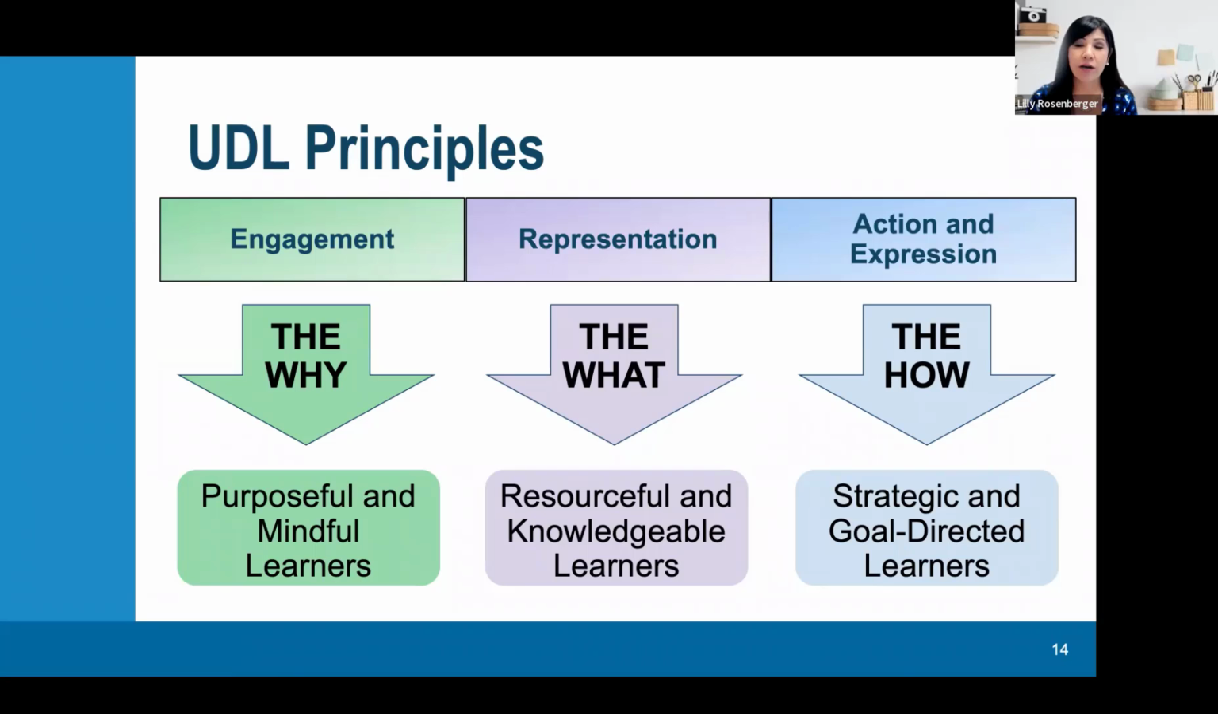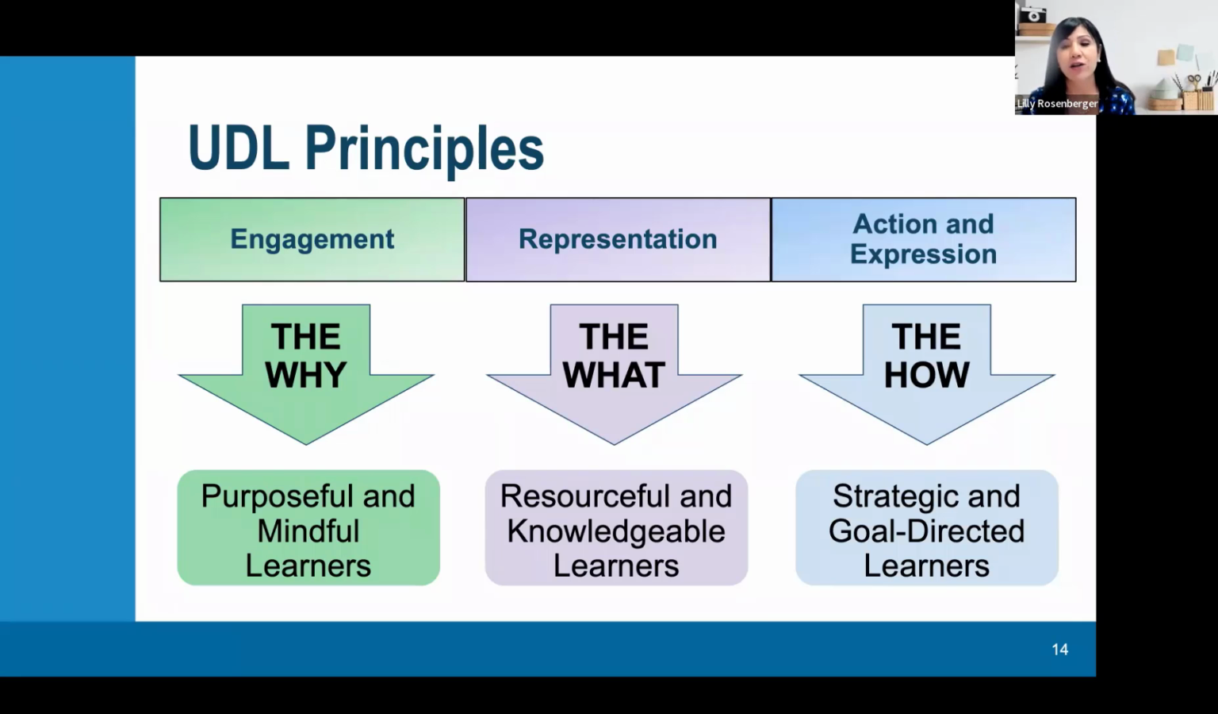The principle of representation describes the what of learning, meaning how information is conveyed to the learner. Again, there are many potential barriers around how information is presented to students, such as text type, text size, unfamiliar vocabulary, or even complex text structure.